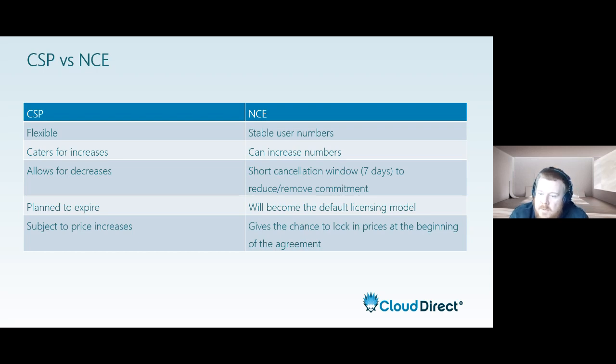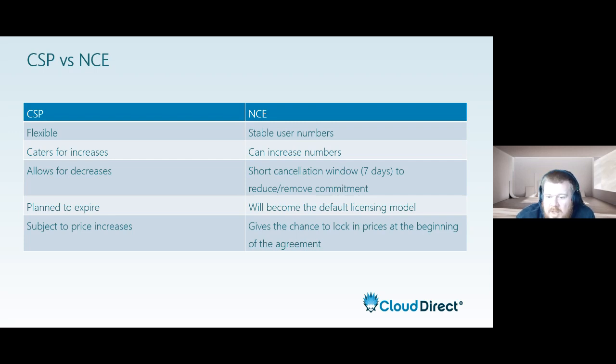Typically there's a minimum of 12 months on there. So if you've got stable user numbers, you can lock in those users, lock in those licenses, and you only have to worry about price changes once a year. You can increase numbers within that window. It's more difficult to reduce or remove commitments after the initial cancellation window.